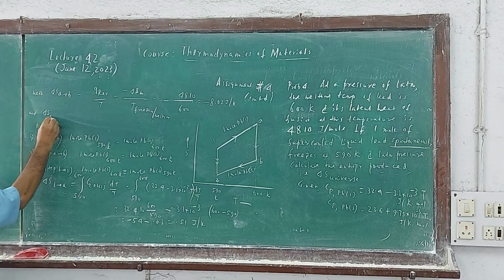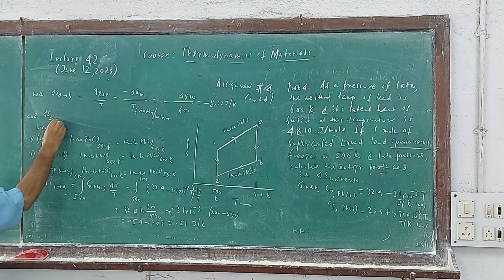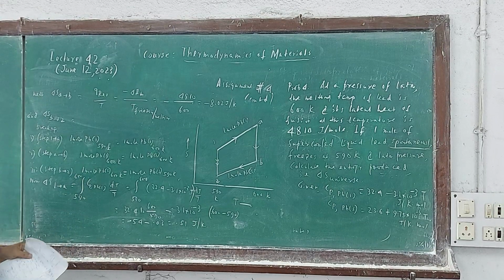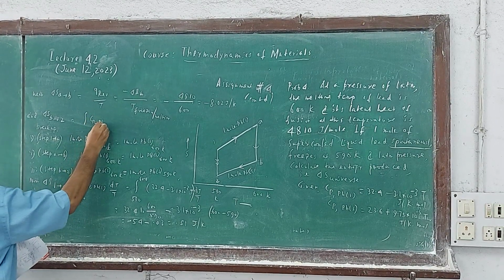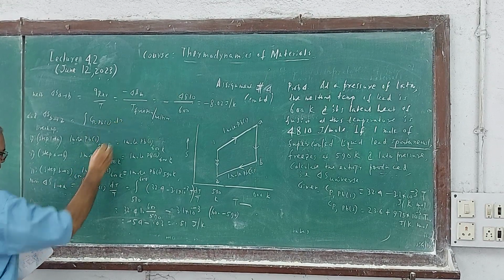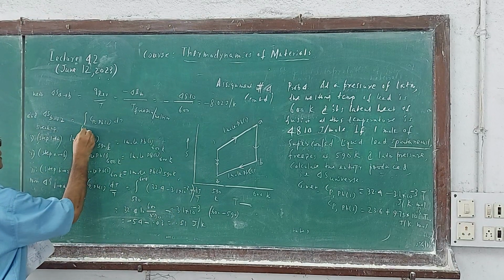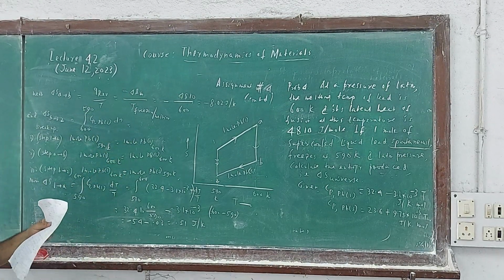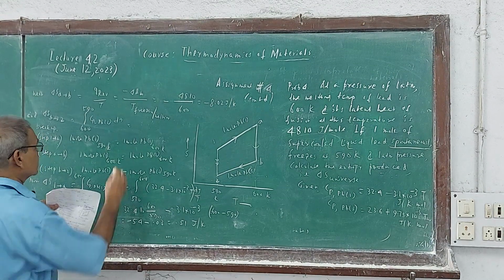And delta S B to 2, that is B to C. Cp of lead solid dT by T. This is coming from 600 to 590. This you do similarly. If you do it yourself, you will get the result. I am not giving this; I don't have time.